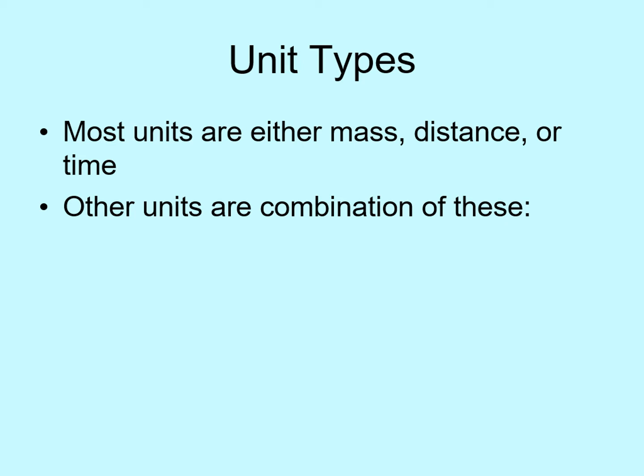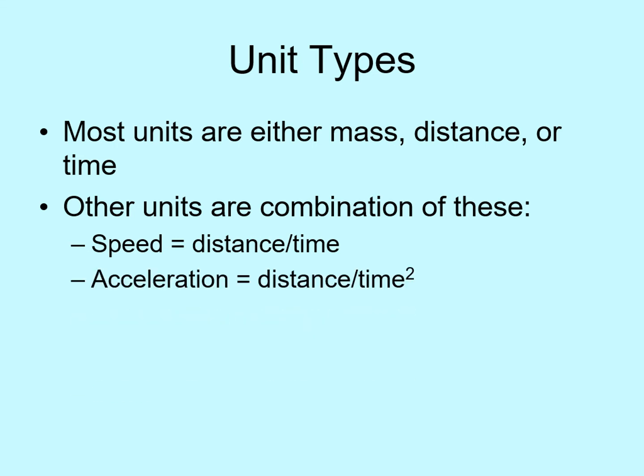For example, what about speed? Think about a typical speed unit. Miles per hour. Miles are distance units. Hours are time units. So miles per hour is just a distance divided by a time. Similarly, acceleration is distance divided by time squared. We'll work with this one more in a couple of chapters.